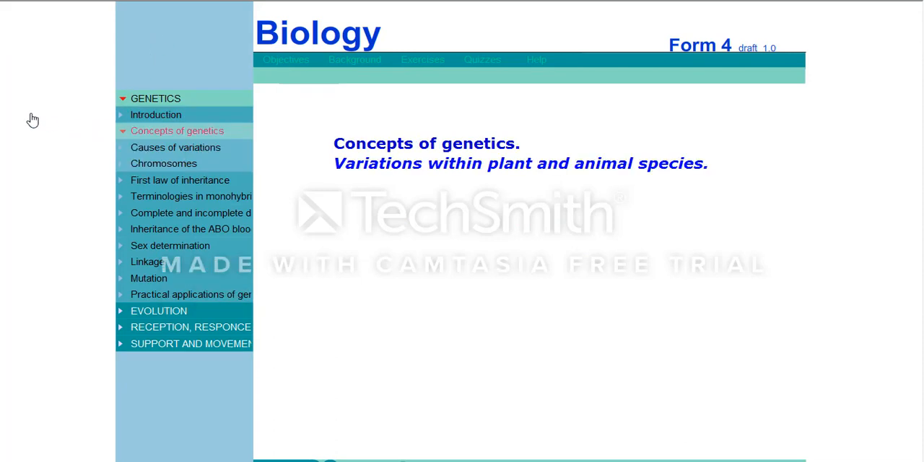Concepts of genetics. Variations within plant and animal species. There are 2 types of variation, discontinuous variation and continuous variation. Discontinuous variation. This is the possession of observable differences where individuals form definite distinct groups without intermediate forms.